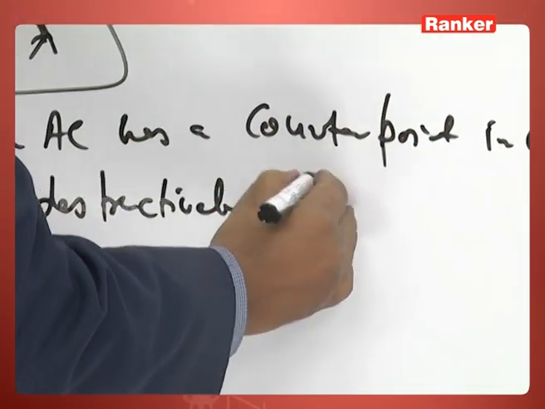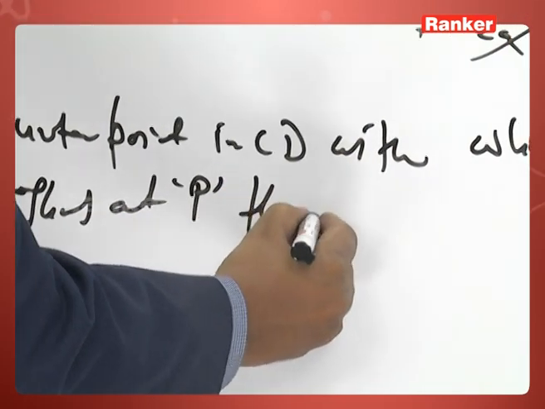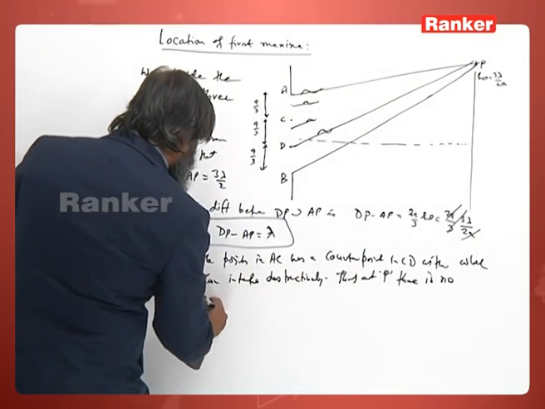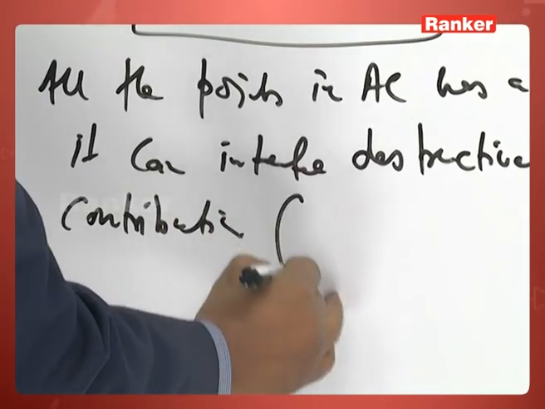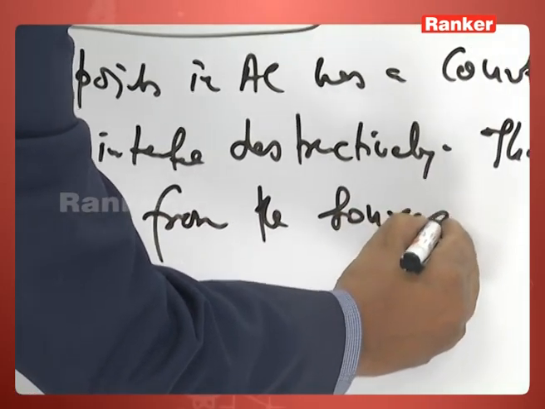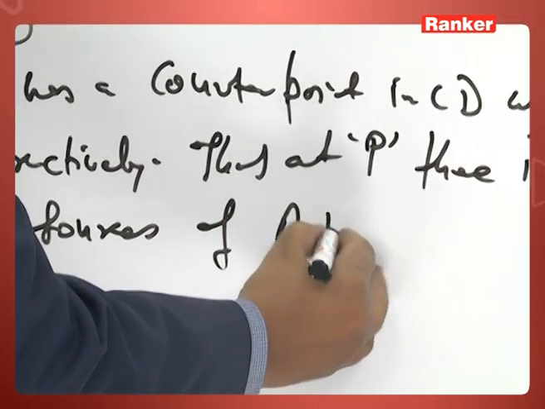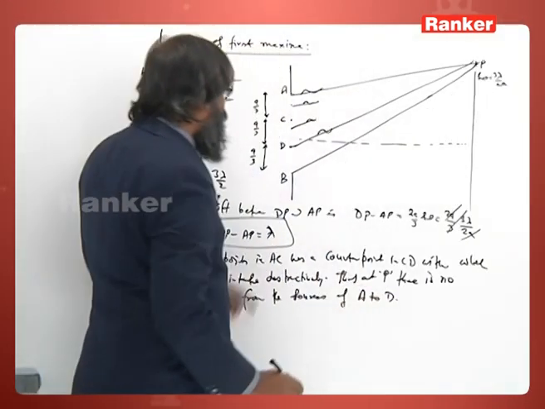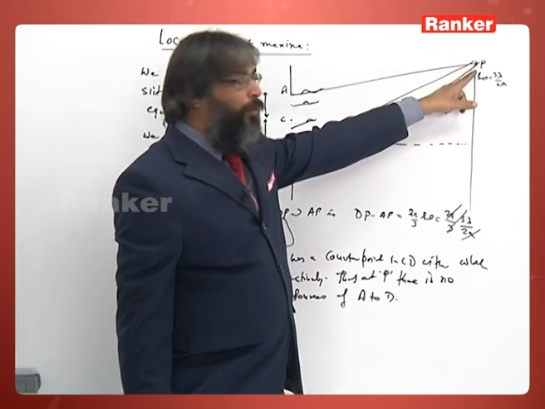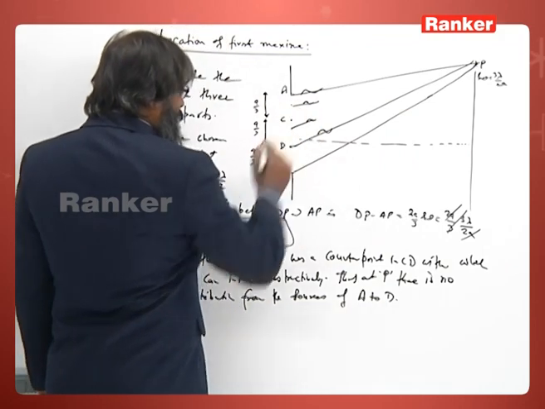Thus, at P, there is no contribution from the sources of A to D. No source from A to D will contribute at P. They are going to destroy each other.